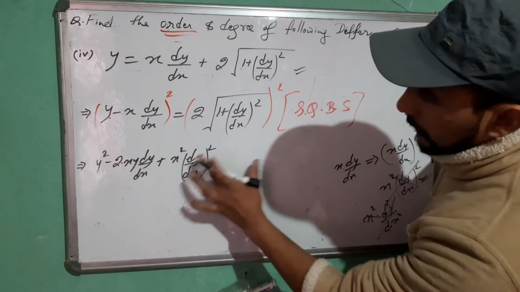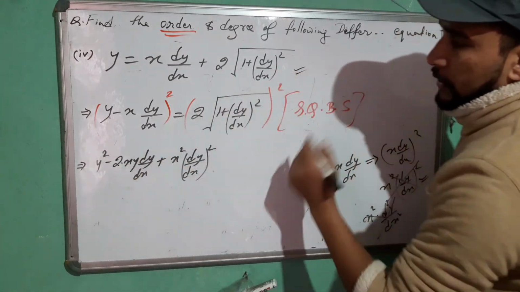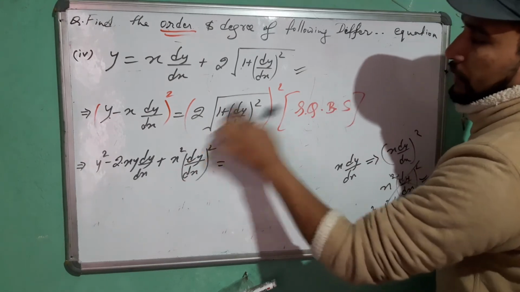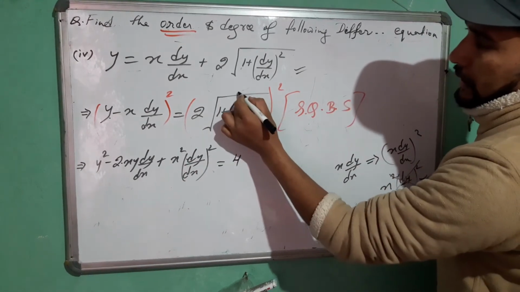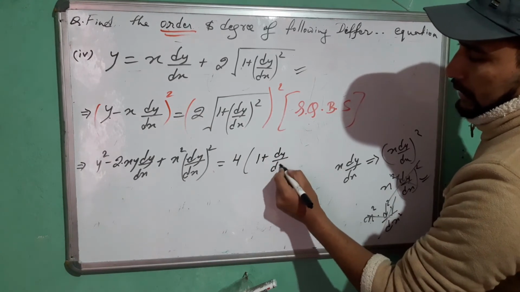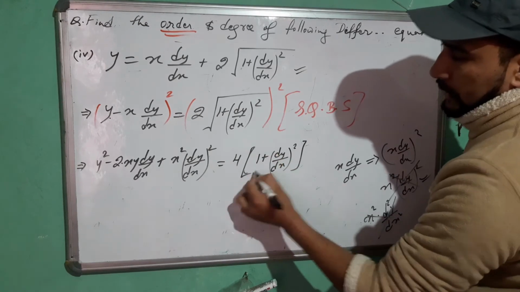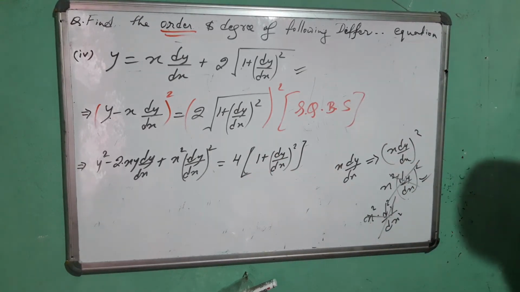Where I have reached, the left hand side I have already simplified: a square minus 2ab plus b square. On the right hand side, the square of 2 is 4, and the root and square get cancelled. You will have 1 plus (dy/dx) whole square. You have this, and from here you can identify.